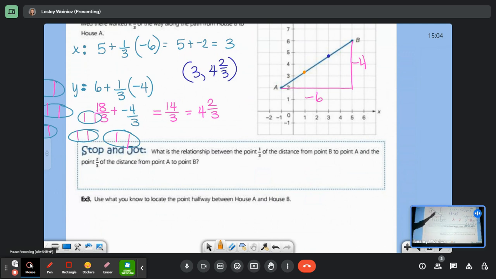So we've chopped it into thirds. We found the point that was 1/3 from A to B. We found the point that was 1/3 from B to A. Does everybody see we've now got thirds? Okay.